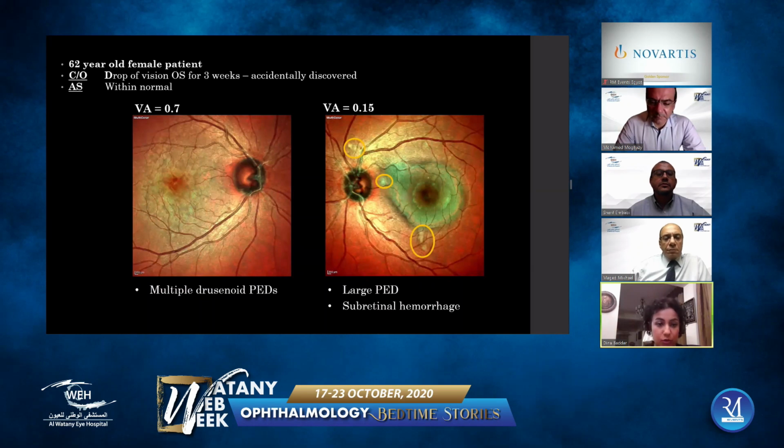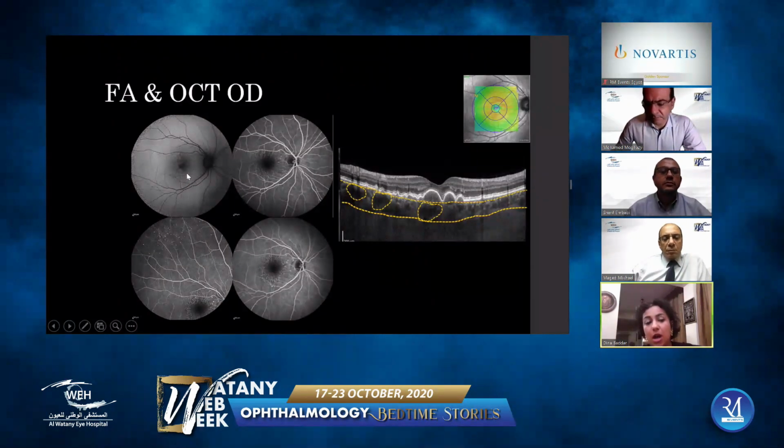You can appreciate the multiple drusenoid PEDs in the center of the macula, while for the left eye, the vision is 0.15. We see this elevation of the pigment epithelium in the center of the macula with multiple deep yellow lesions surrounding the actual big detachment. The patient also had some subretinal hemorrhage. The right eye is pretty unremarkable. We expect those drusenoid PEDs to be hyperautofluorescent and to stain on fluorescein angiography.